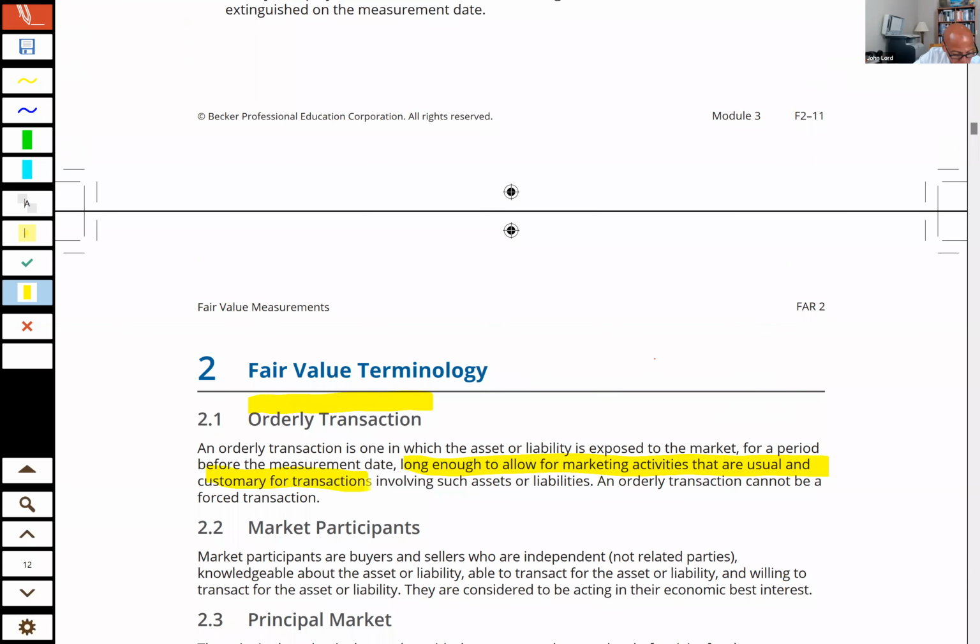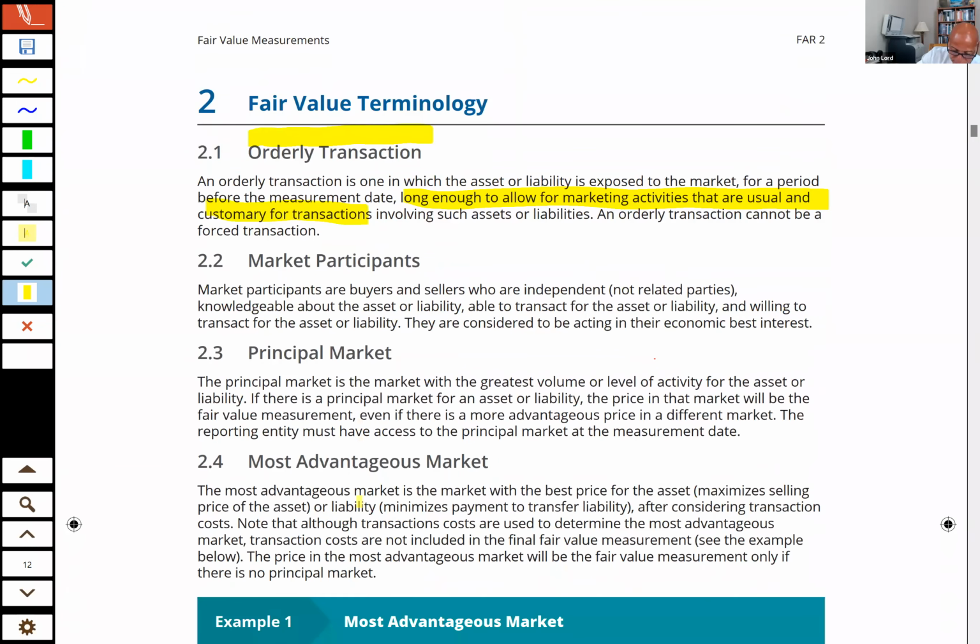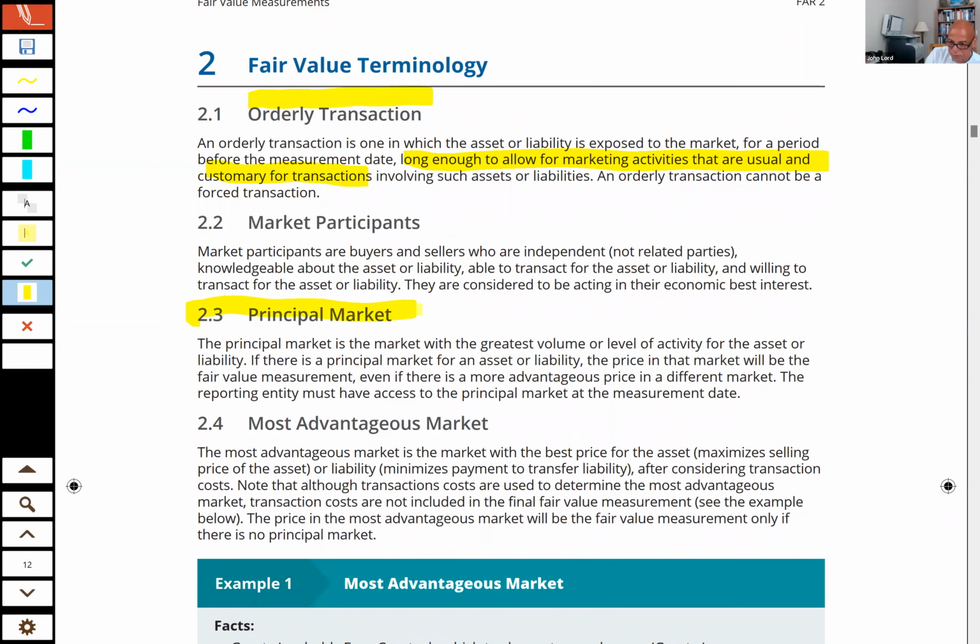Okay, when we talk about principal market, you see, guys, how we're coming down and defining some of those key phrases. The principal market is the market with the greatest volume or level of activity for this asset or liability. And if there is a principal market, the price in that market will be the fair value measurement.